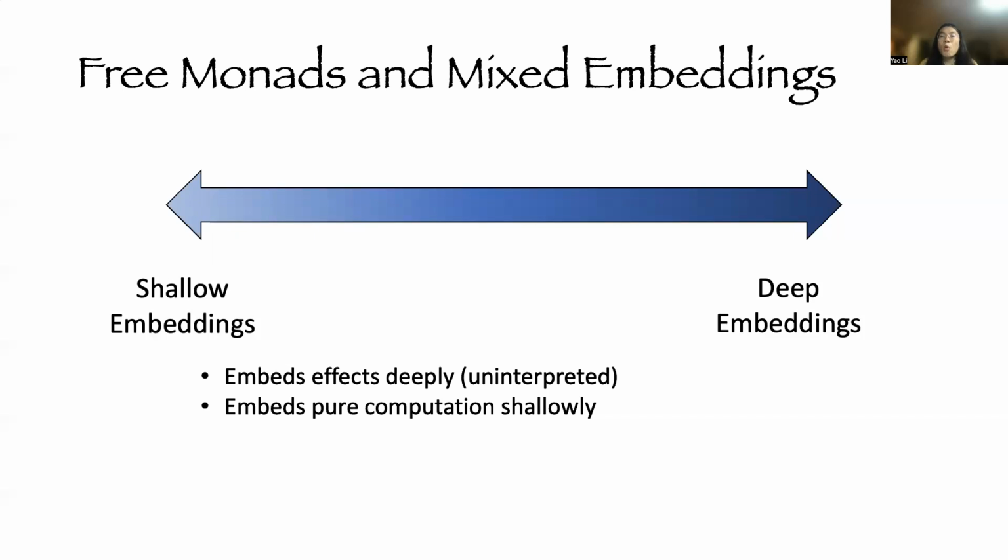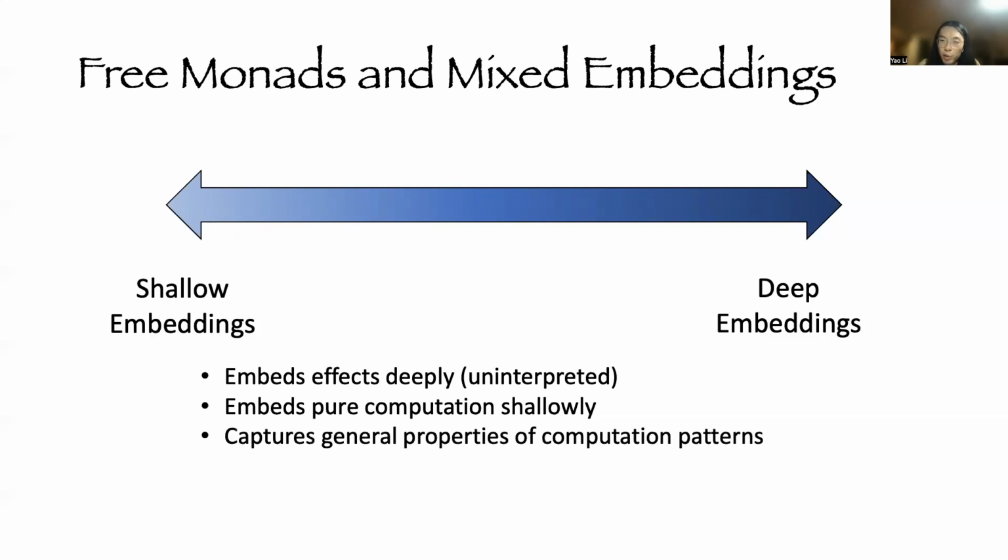In this paper, we generalize this key idea of free monads and propose a class of mixed embeddings that capture general properties of computation patterns. We call this class of mixed embeddings Tlon embeddings. More specifically, for circuits, free monads are too expressive to properly represent them.